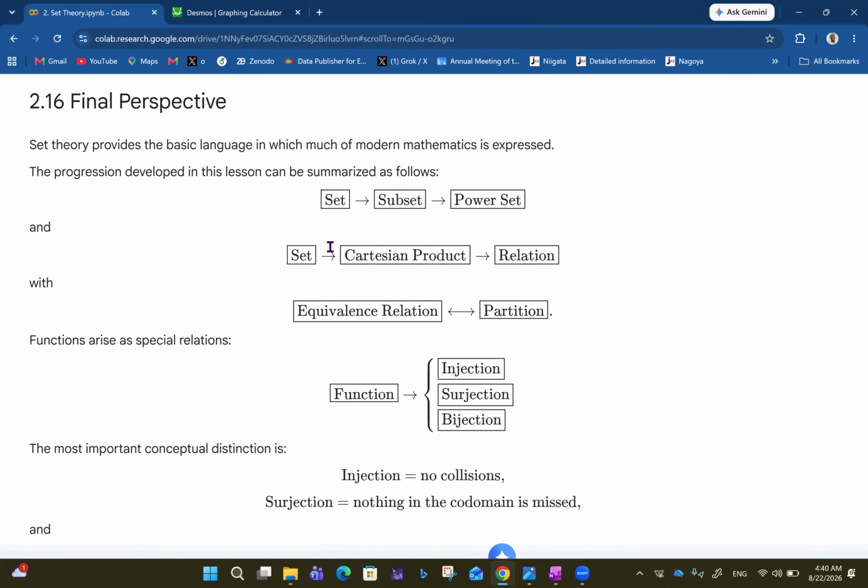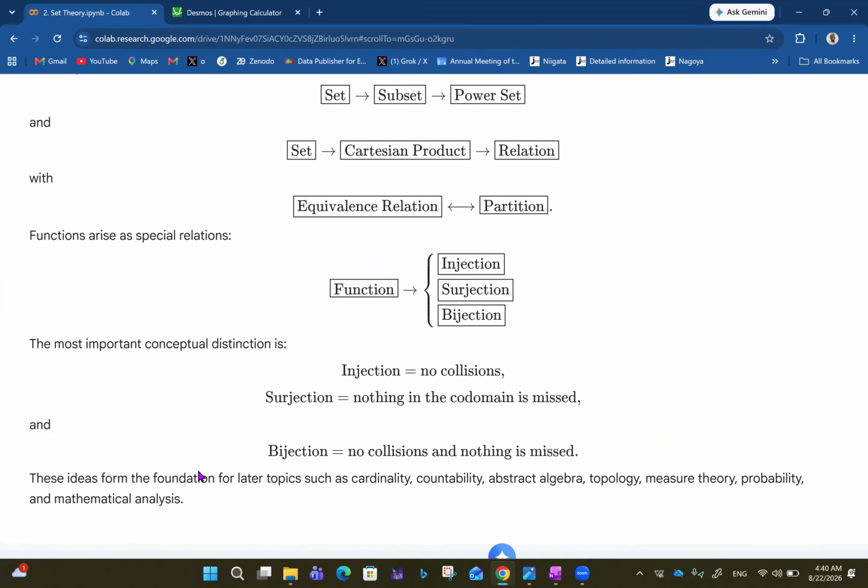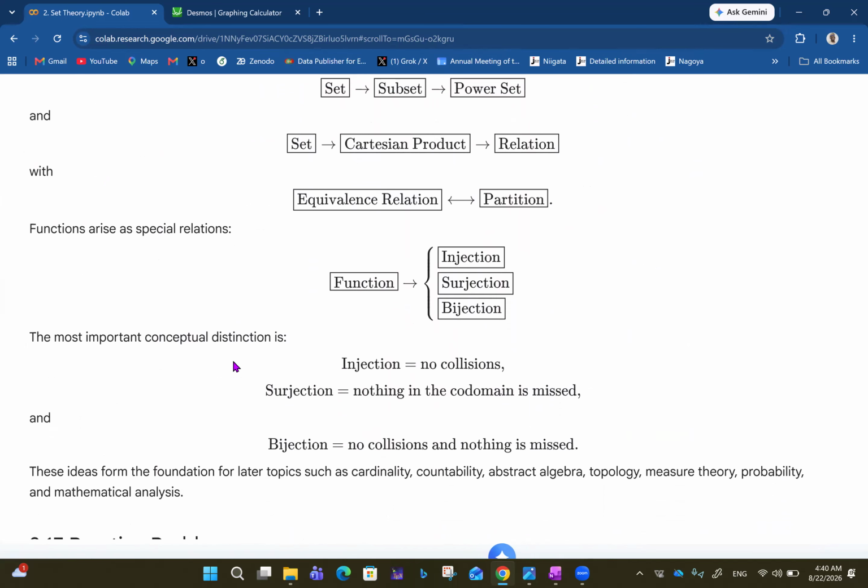We have set, subset, and power sets, and then we have set, Cartesian product, and relation, and with equivalence relation and partition. Then functions arise as special relations. So we have functions, which can be injection, surjection, and bijection. The most important conceptual distinction is that injection means no collisions. So no two elements in the domain are mapped to the same element.